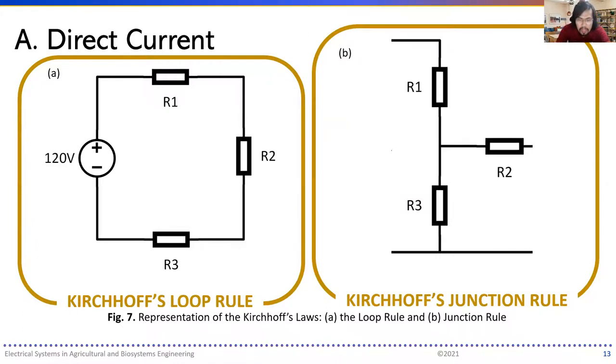Now we have the loop and junction rules presented by equations, and we have this in circuit diagrams as shown in figure 7. In 7a, we have a voltage source and three resistors. Take note of the symbols. The 120 volt DC voltage source causes electrons to flow from the negative terminal to the positive terminal, thereby passing through the three resistors. So the loop rule states that 120 equals V1, the voltage across R1, plus V2, the voltage across R2, plus V3, the voltage across R3.